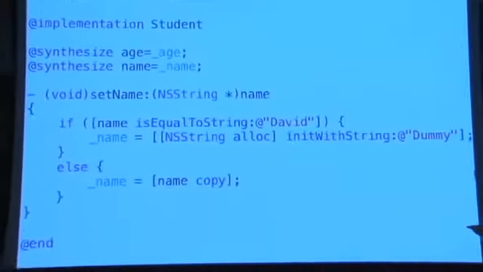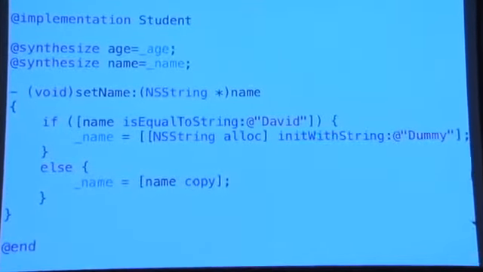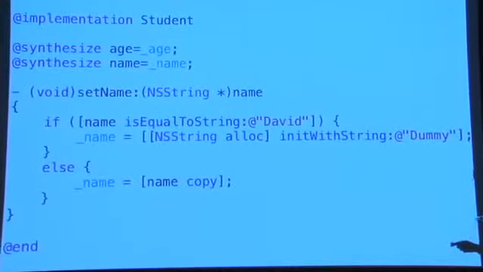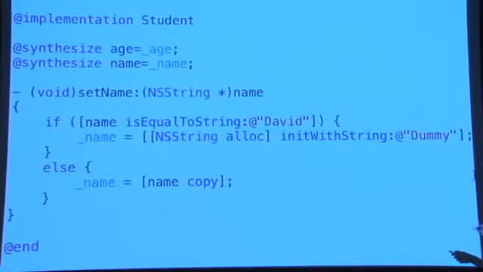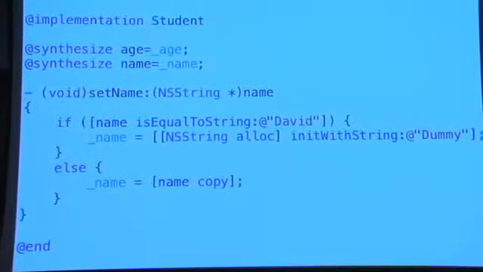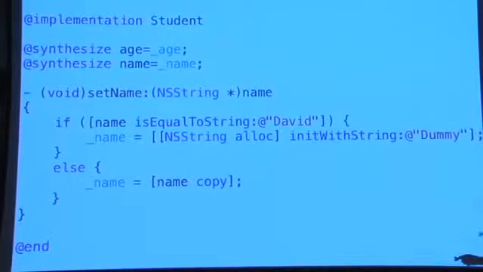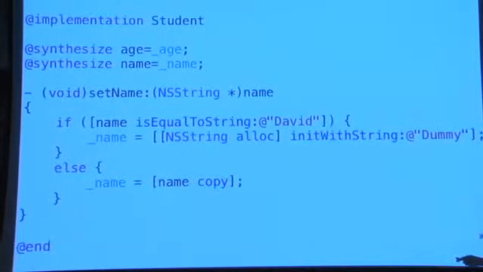Here's effectively the constructor call, the initialization, initWithString at dummy. So here too, this is why I need to know what the instance variable is actually called, even if it was automatically synthesized, if I want to control it in my setters or even my getters. Else, go ahead and just make a true copy of it in the old-fashioned way.